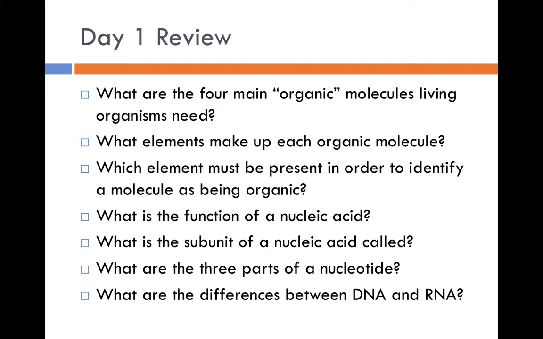DNA contains the nitrogen bases adenine, thymine, the T, cytosine, and guanine, while RNA contains the nitrogen bases adenine, U for uracil, cytosine, and guanine. And then DNA has the sugar deoxyribose, while RNA has the sugar ribose.